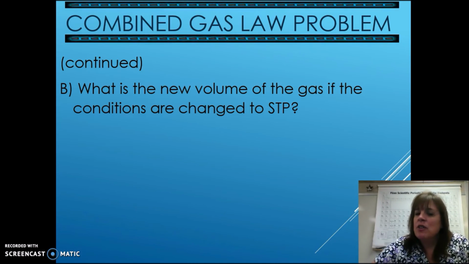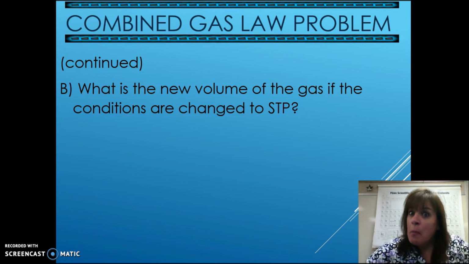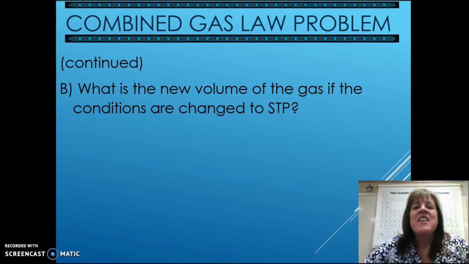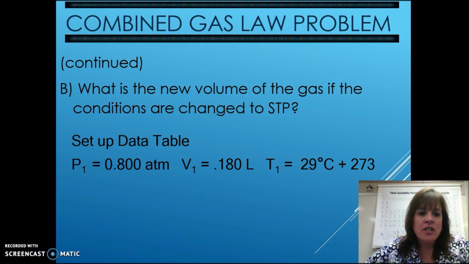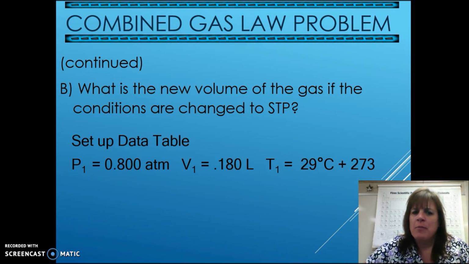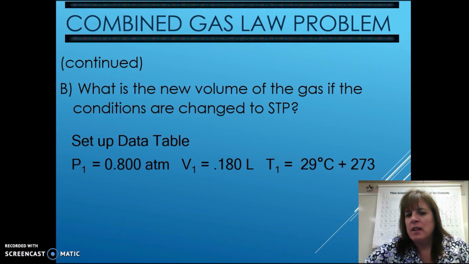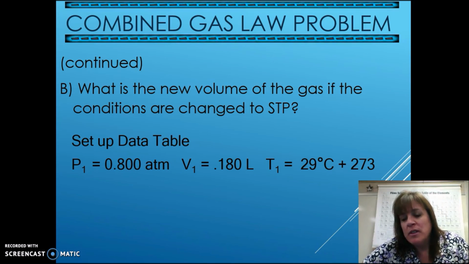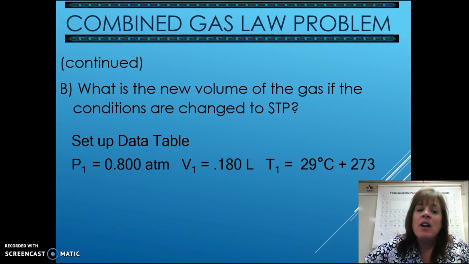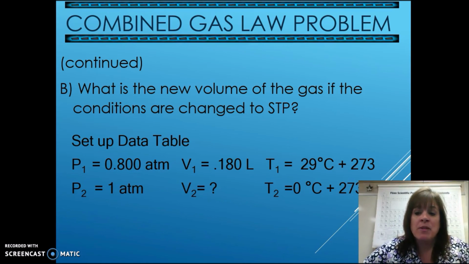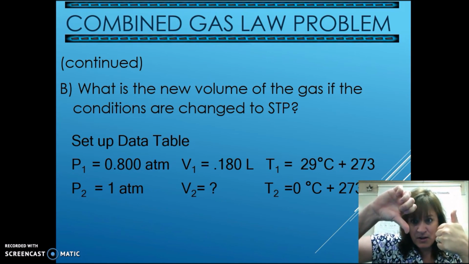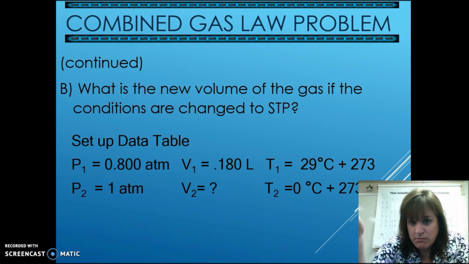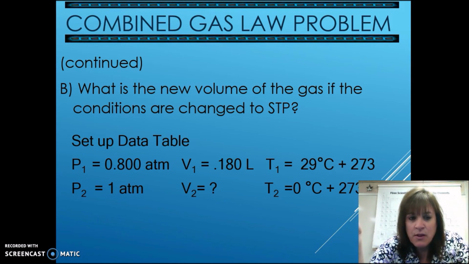So hopefully you have in your notes that standard temperature is 0 Celsius, which is what in Kelvin? 273, and standard pressure is 1 atmosphere. So our initial conditions are still the same as they were in the last problem, 0.8 atmospheres, 0.18 liters, and 29 plus 273 to get to Kelvin. But now our new conditions are a pressure of 1 atmosphere, so pressure went up, but temperature went down, right? Because standard temperature is 273 Kelvin.